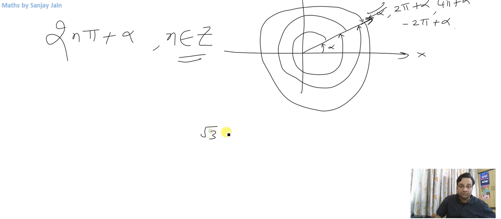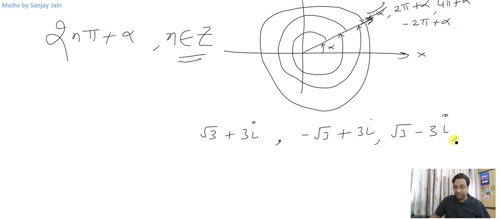Okay. Now the case that I took, root 3 plus 3 iota, right? I gave you 4 complex numbers, one root 3 plus 3 iota, another minus root 3 plus 3 iota, and minus root 3 minus 3 iota. You keep listening to this, and in the end you will see that this concept of argument, amplitude, principal argument, everything will be clear at the end of this lecture.